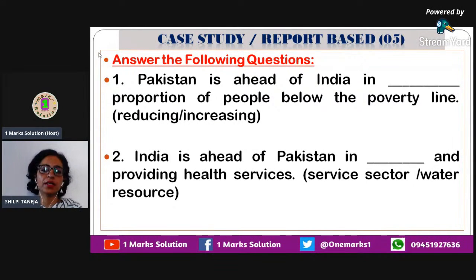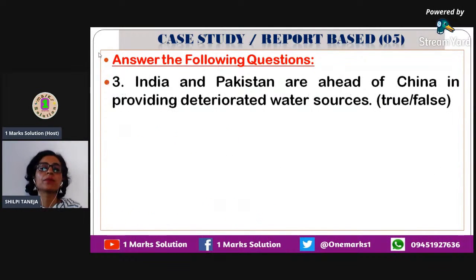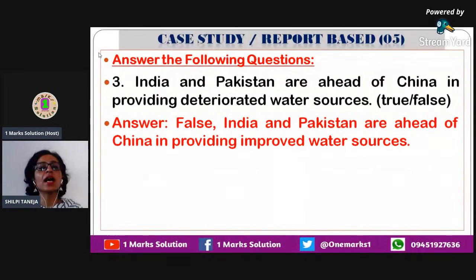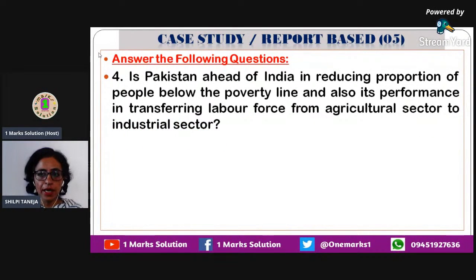India is ahead of Pakistan in providing health facilities. In which thing was India better? India was better in the service sector. Next question, India and Pakistan are ahead of China in providing improved water resources. Is it true? This is false, because China is better in providing water sources. So a question can come in any form. This was only to make you understand that from the same paragraph different questions can be asked. So any type of question can be framed from any news, right?